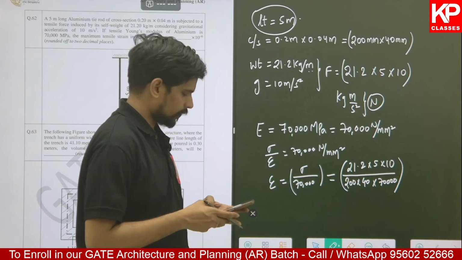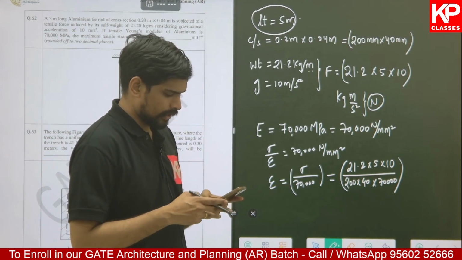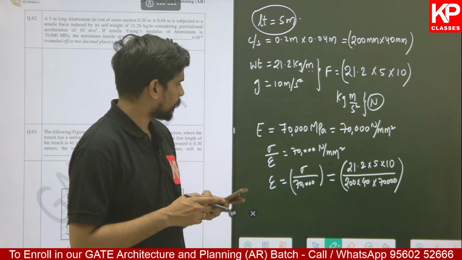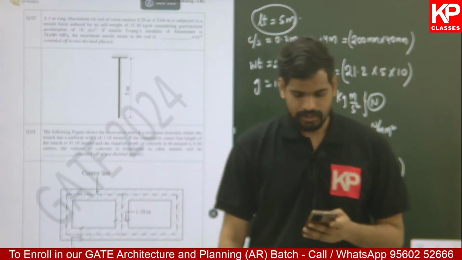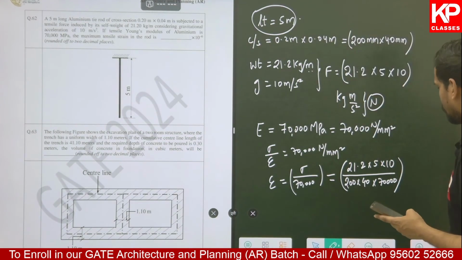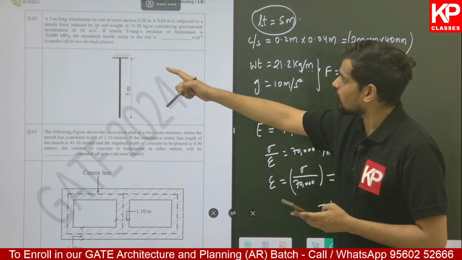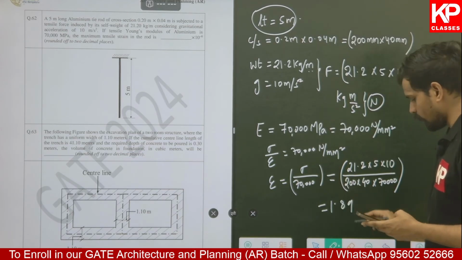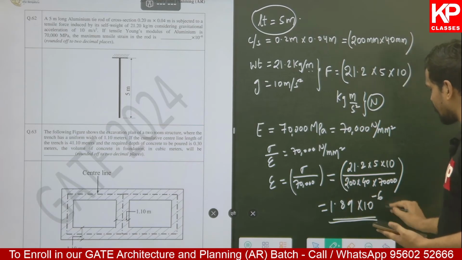So let us say 21.2 into 5 into 10 divided by 200 into 40 into 70,000. That's coming out to be 1.8928. They want us to round off to 2 decimal places, so I'll round off to 2 decimal places. I'm getting it as 1.89 into 10 to the power of minus 6. That's the value of the strain I'm getting.